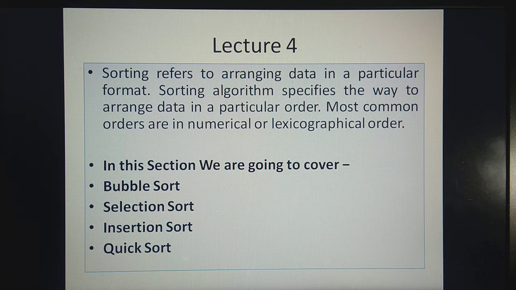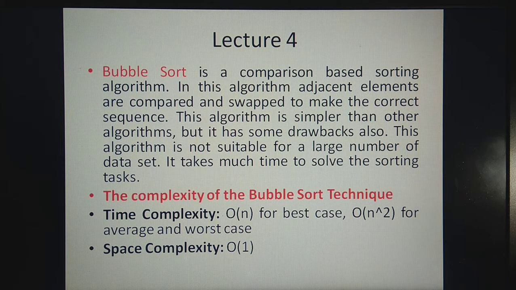We will start first with bubble sort. So what is bubble sort? Bubble sort is a comparison based sorting algorithm. In this algorithm, adjacent elements are compared and swapped to make the correct sequence. This algorithm is similar to other algorithms, but it has some drawbacks also. It is not suitable for a large data set. It takes much time to solve the sorting task.